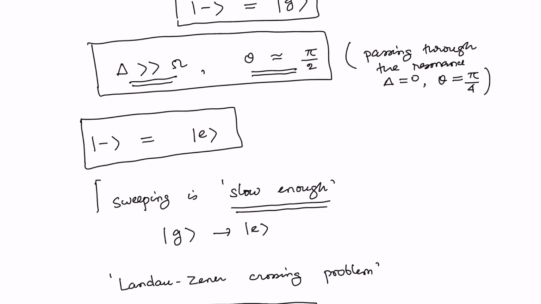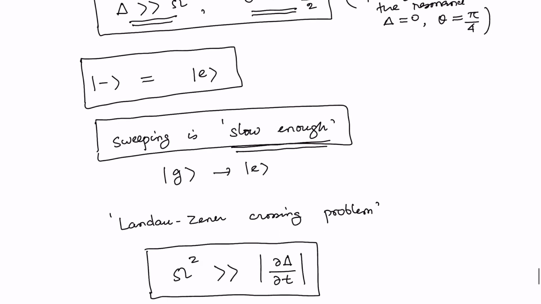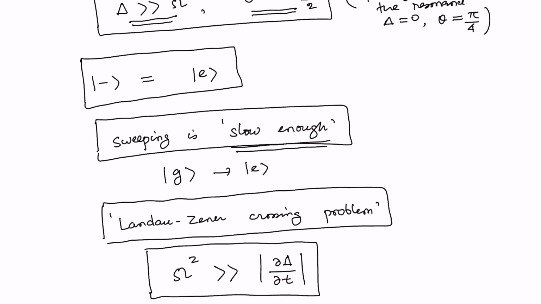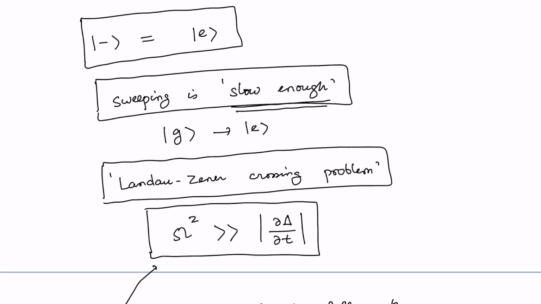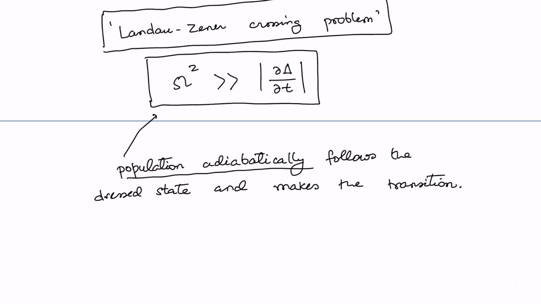While you are doing this, the sweeping of the laser frequency has to be slow enough, and then you will be able to go from the ground state to the excited state. How slow it has to be is decided by a problem called the Landau-Zener crossing problem. We are not going to discuss it in this course, but the main result is that if the Rabi frequency squared is much greater than the sweeping rate of the detuning parameter, then the population adiabatically follows the dressed state and makes the transition. That means you can go from the ground state to the excited state, or vice versa: if you are in the excited state, you can go to the ground state, or if you are in the ground state, you can go to the excited state.